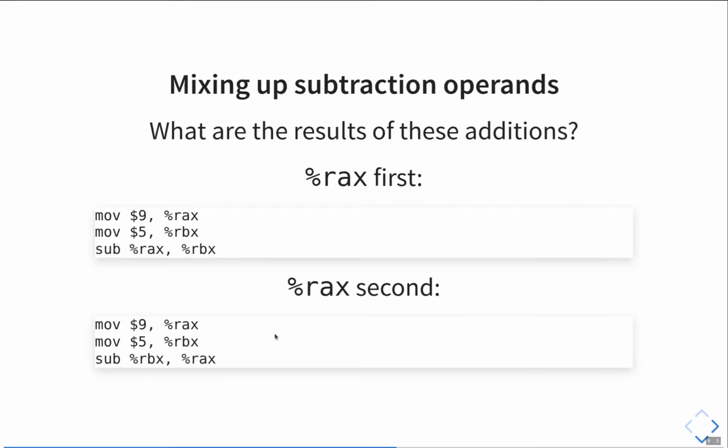But with subtraction, it's different. So let's just look at the result of the subtraction here, regardless of what register we're storing it in. This would say RBX equals RBX minus RAX. RBX is 5, RAX is 9, 5 minus 9 is negative 4, so the result of this subtraction would be negative 4. On the other hand, if we were to put RAX second, then the result would be RAX 9 minus RBX 5 is 4, and we store the result in RAX. So this would be 4, this would be negative 4 at the top.